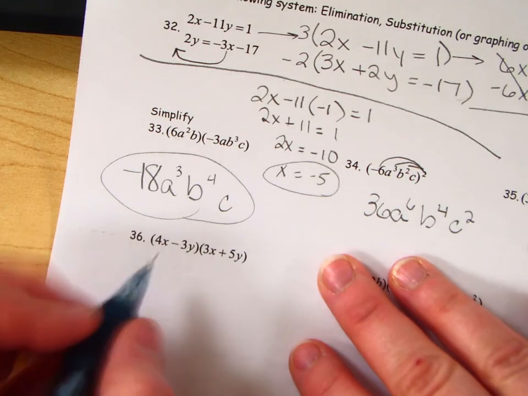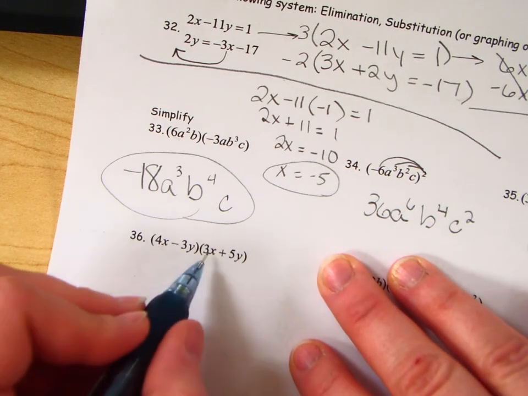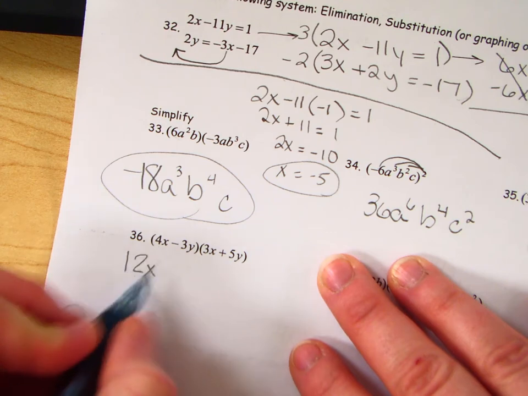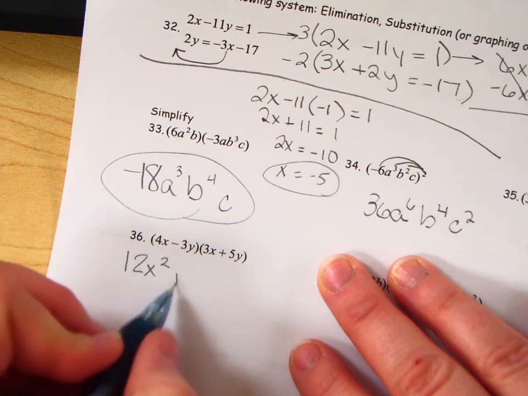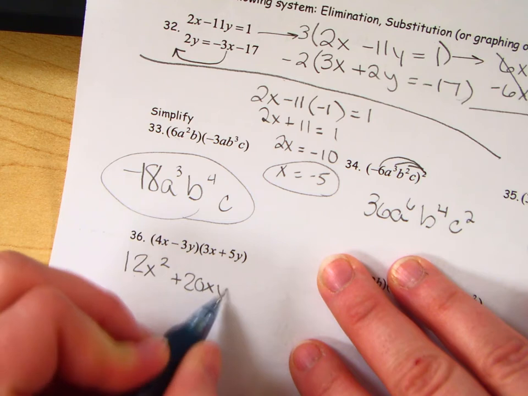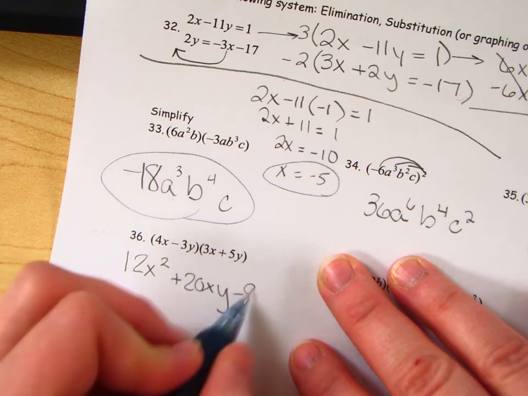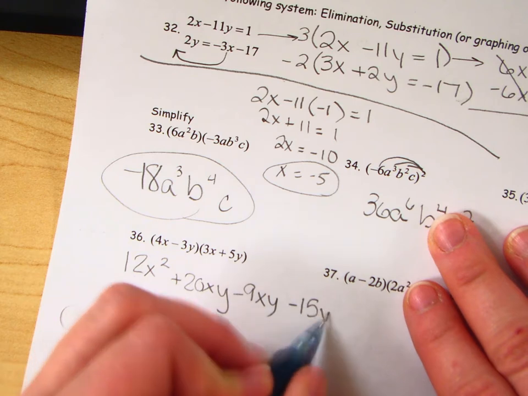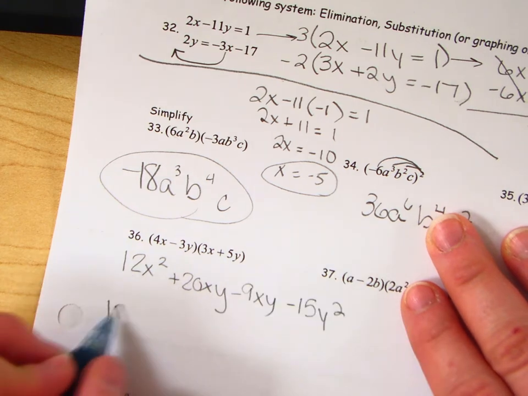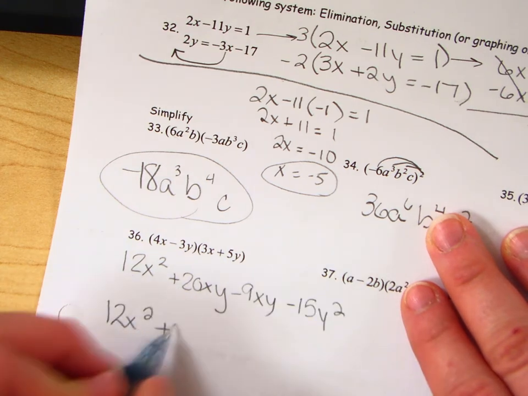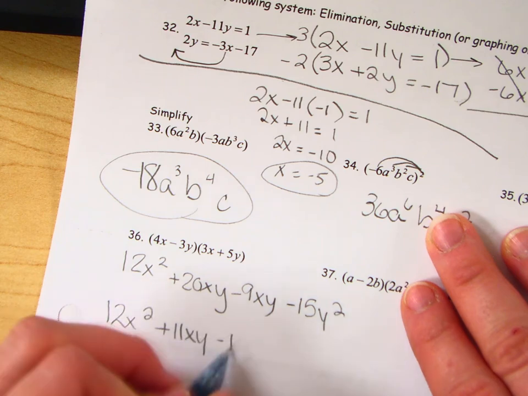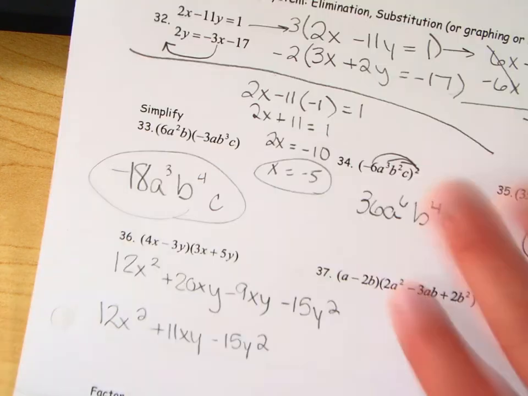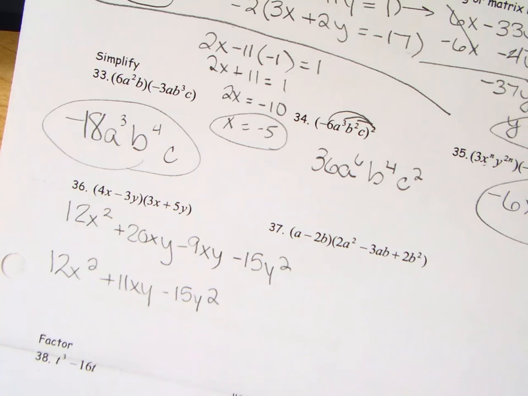Number 36. You're going to do 4x times 3x to get 12x squared. 4x times 5y to get 20xy. So negative 9xy. And negative 3 and 5 is negative 15y squared. Combine your like terms, 12x squared, 11xy, minus 15y squared. You can't combine anything else, so leave it alone like that.